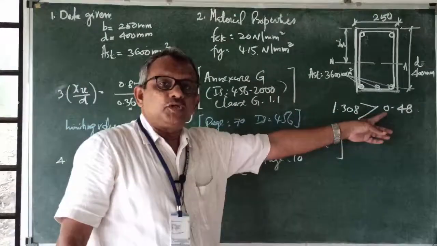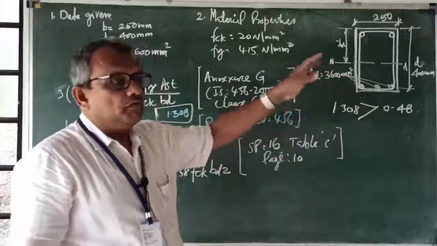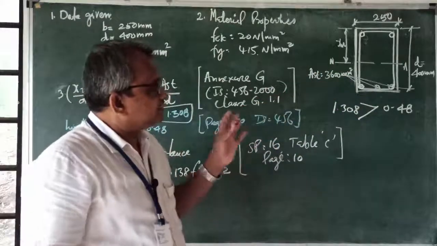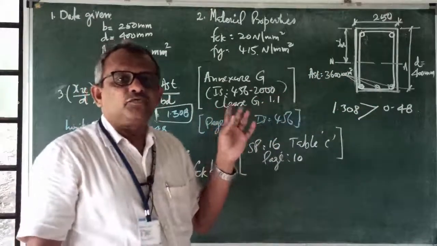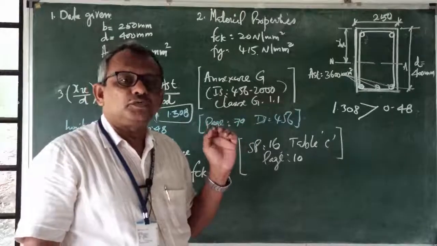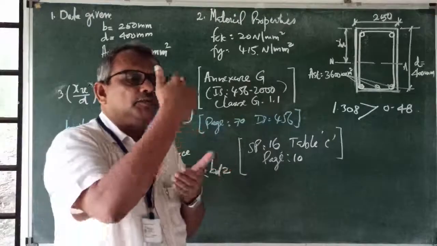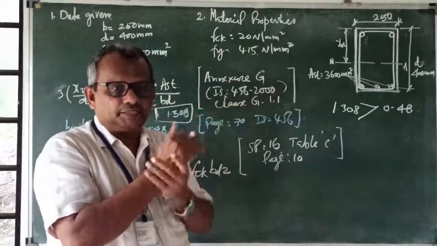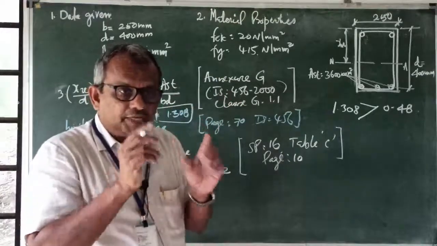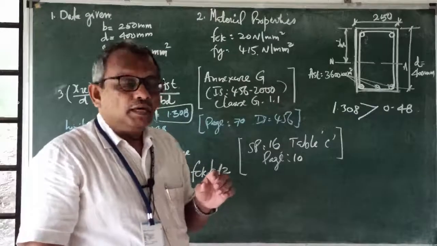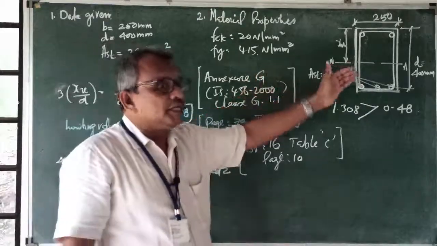1.308 is greater than 0.48. In the last session, we discussed three types of sections: balanced section, under-reinforced section, and over-reinforced section. What is balanced? Balanced means about the neutral axis, both the compressive and tensile forces will balance. Whereas in under-reinforced section, the compression zone and the tension zone.